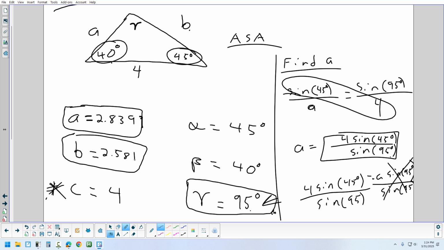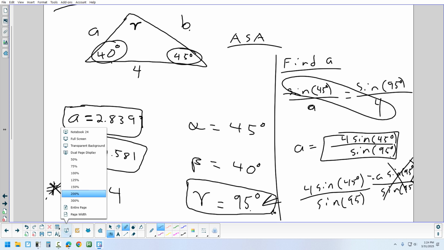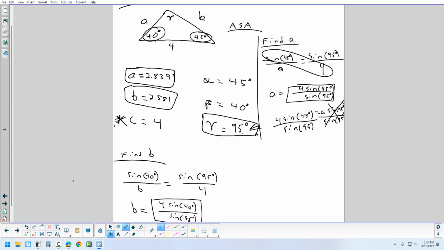Can you just go back down for a second? Okay, now that we know B, could we at least check our answer with the Pythagorean theorem to see if we got it right? No, there's no 90. You can't use it. So if you don't have a 90, just take the Pythagorean theorem and throw it away. Well, you can't use it and get it right. Any question on how we got A or B?